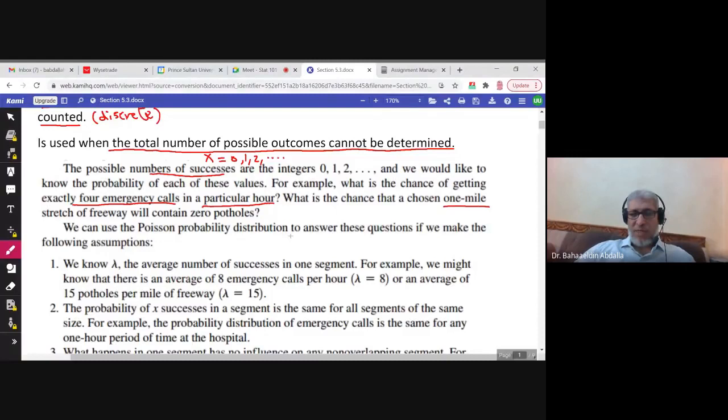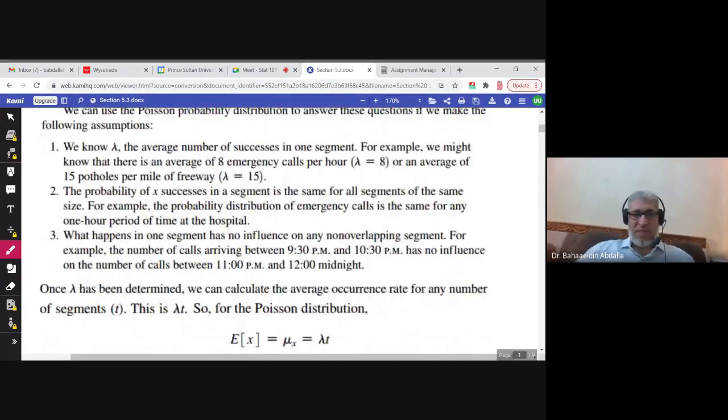We can use the Poisson distribution to answer these questions if we make the following assumptions. So these are the 3 assumptions of the Poisson distribution. Lambda is the average number of successes in 1 segment. That's important. For example, we might know there is an average of 8 emergency calls per hour. So lambda is 8. Or an average of 15 potholes per mile. So lambda would be 15.